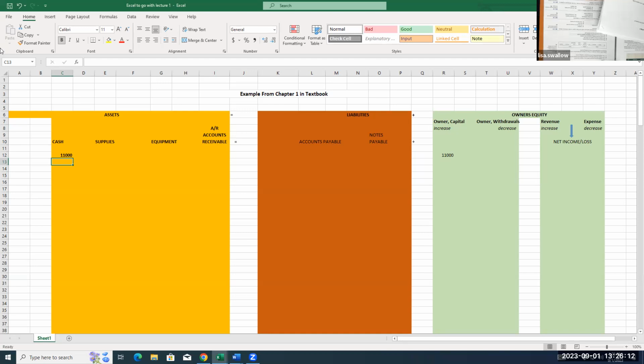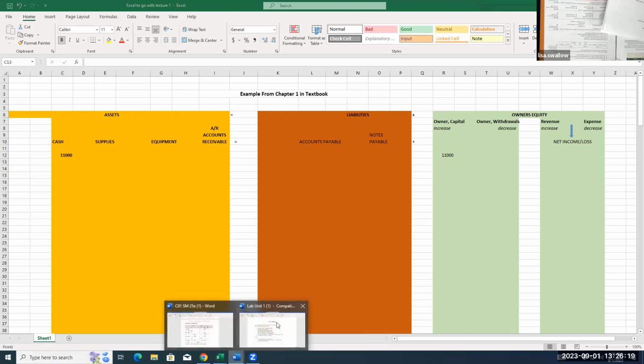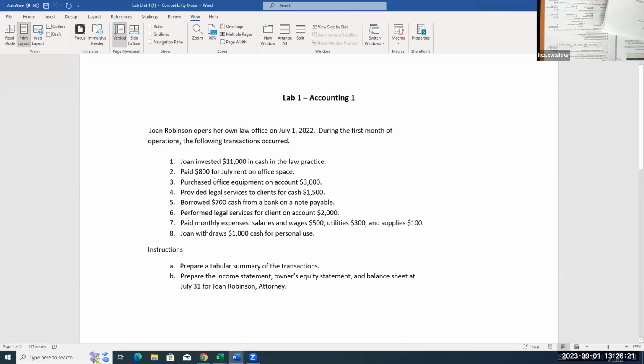Okay, Chris, can you read the second one, please? Okay, you haven't seen this one before. We're going to do it together. I paid $800 for July rent on my office space. First question, did that impact an asset? Which one? Yeah. Very good. Now, don't forget to put a minus by something if it went down. Okay, so you know that part of it.